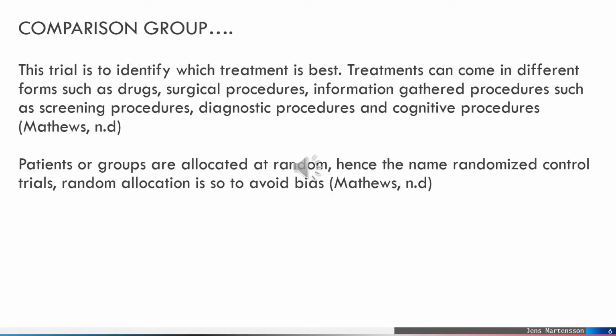Comparison groups continued. This trial is to identify which treatment is best. Treatments can come in different forms, such as drugs, surgical procedures, information gathered procedures, such as screening procedures, diagnostic procedures, and cognitive procedures. Patients or groups are allocated at random, hence the name randomized controlled trials. Random allocation is so to avoid bias.